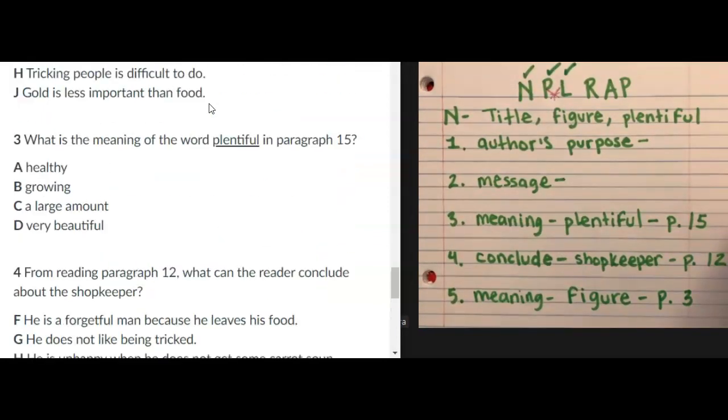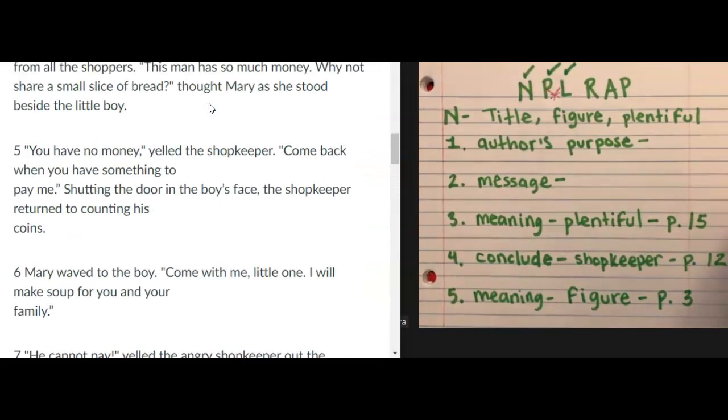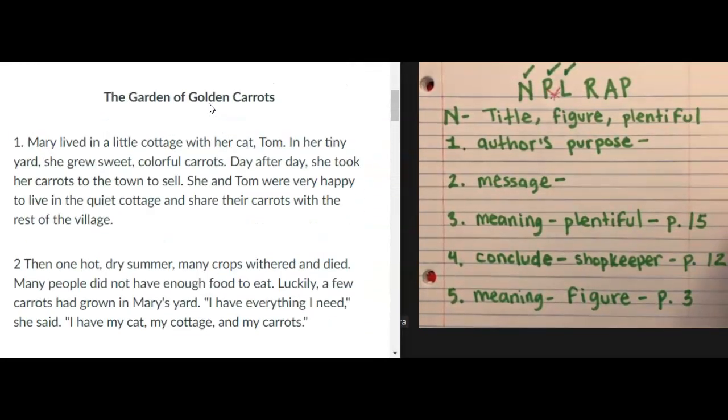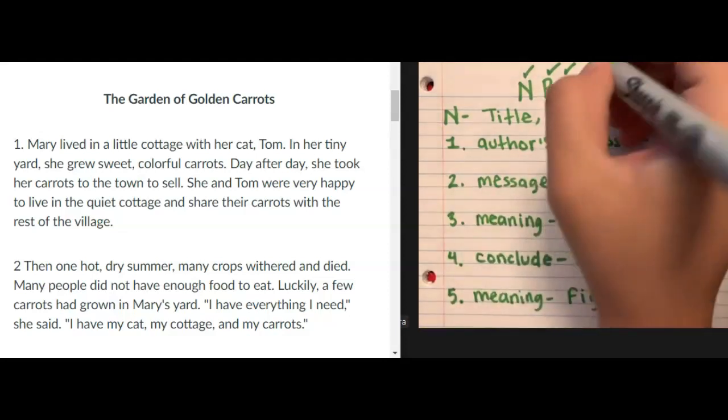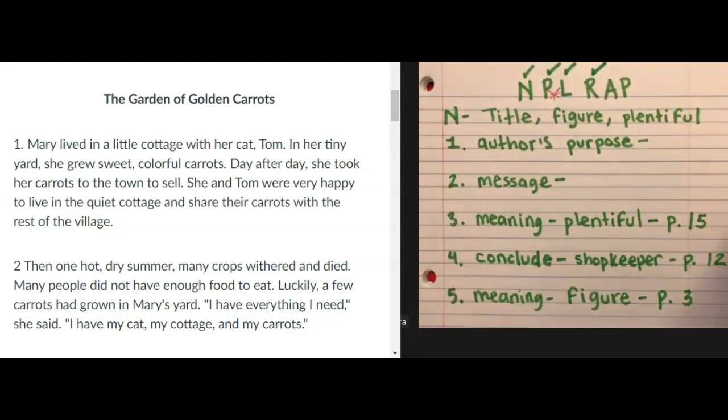Okay, so this is a good place for teachers to pause and go into the Garden of Golden Carrots page and read the story out loud to your students. After you are done reading the story, teachers, you can come back and click continue on this video to go over answering the questions and proving your answers. But students, once you are done reading your story, you can check off the letter R because you have read your story.